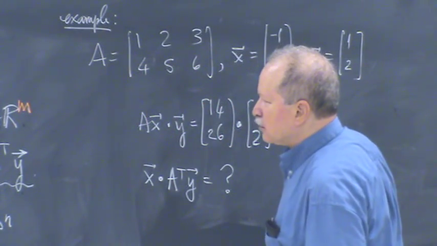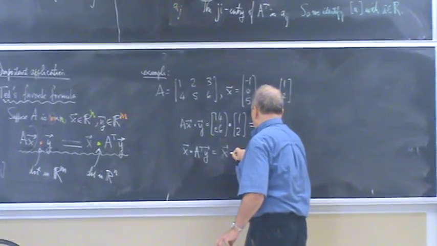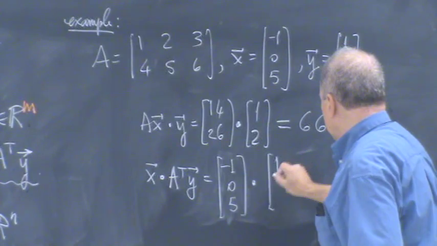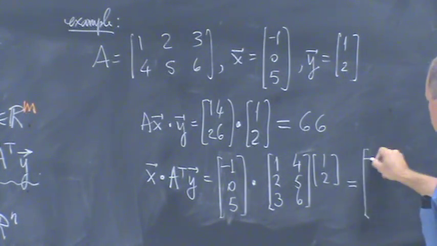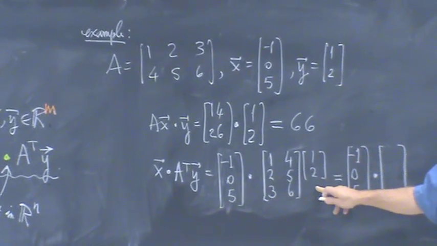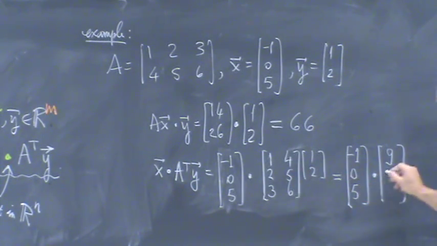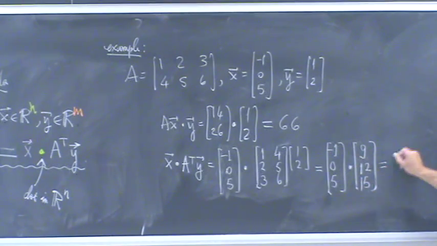So what's A transpose y? Well, we have to do that. A transpose is this. Well, let's see. So x is this, and A transpose is 1, 2, 3, 4, 5, 6, and I have to multiply that by 1, 2. So I have to do negative 1, 0, 5 and dot it with what vector? So what's this matrix times 1, 2? It has 3 entries. What are they? 9, 12, 15. You guys are fast, okay? Now comes the hard part. What's the dot product? Yay!